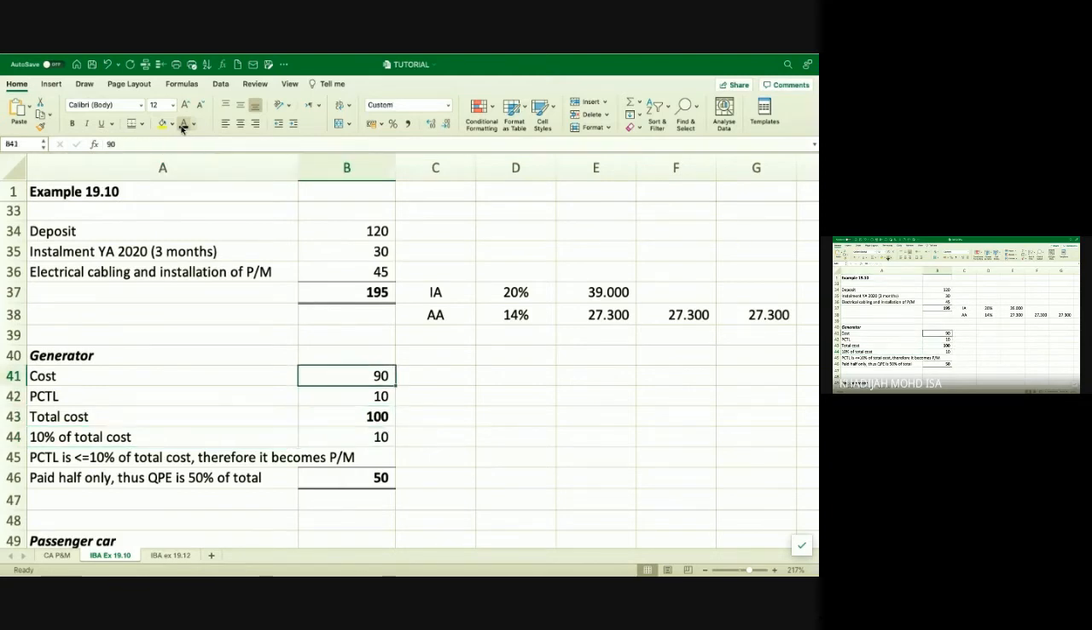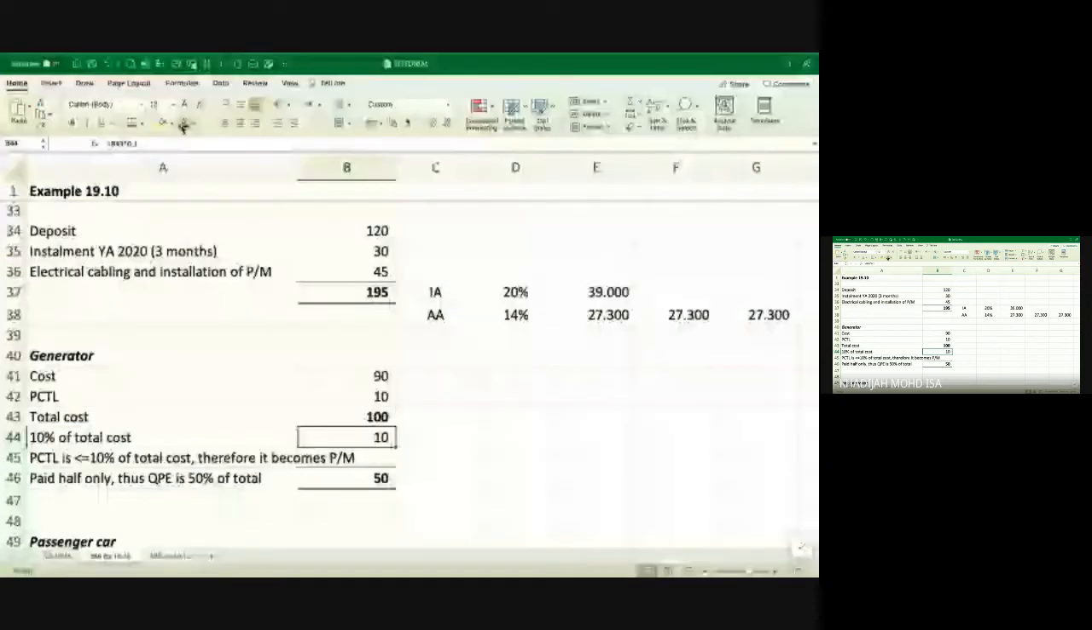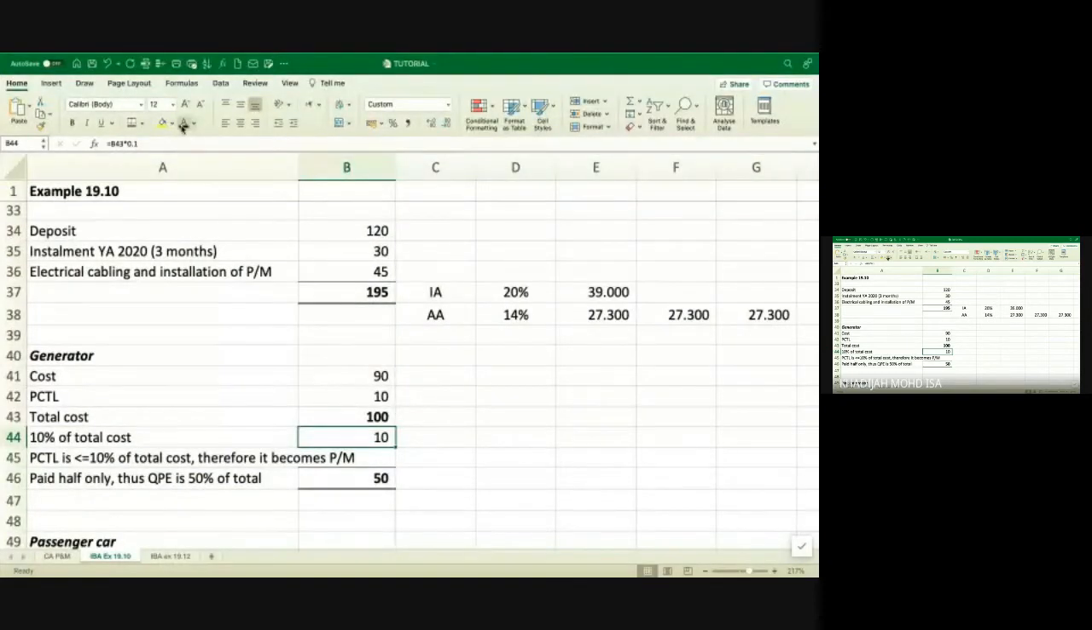Right, because the cost is 100,000, 10% of that is 10,000. So the 10,000 or 10% and below. So just nice lah. This in this case is 10%. So 10%, so everything 100,000 is your qualifying building expenditure.